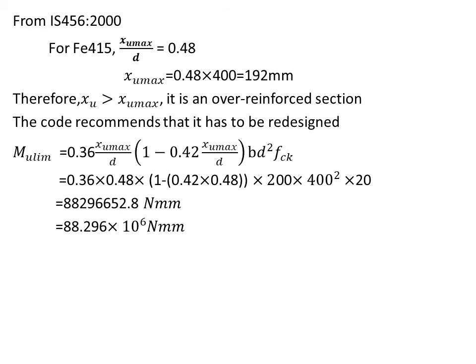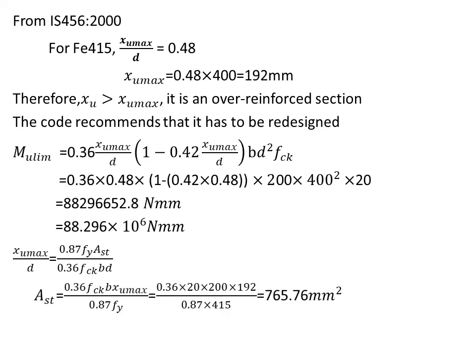find the area of steel provided. If it was over-reinforced, that means the number of bars used was more, and that many bars were not necessary. So we have to find the area of steel so that we can use the correct number of bars. With the xu max by d equation, since it has exceeded the maximum, we just have to find xu max by d equals 0.87 fy Ast by 0.36 fck b d. We found Ast using this equation and we get 765.76 mm square.